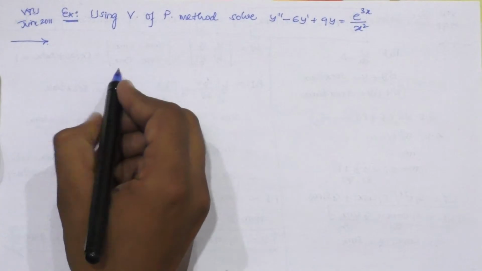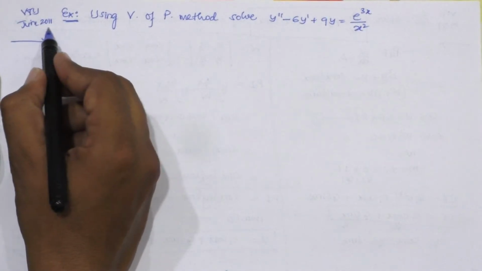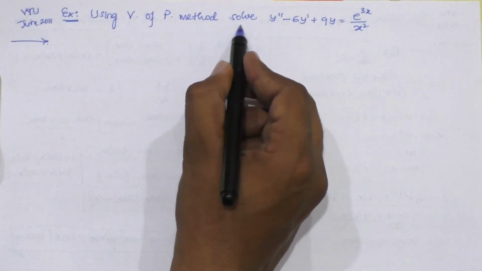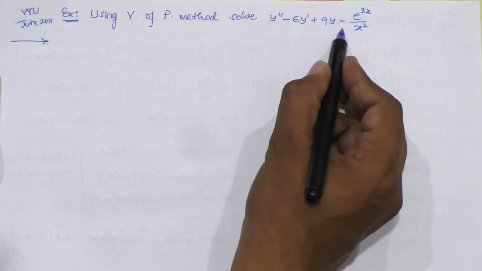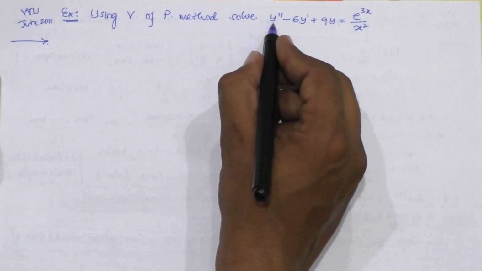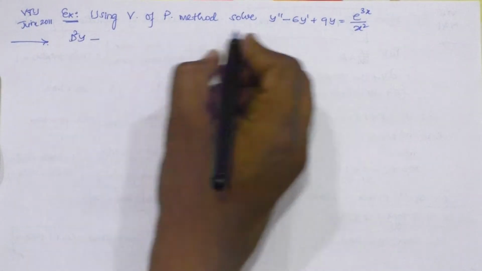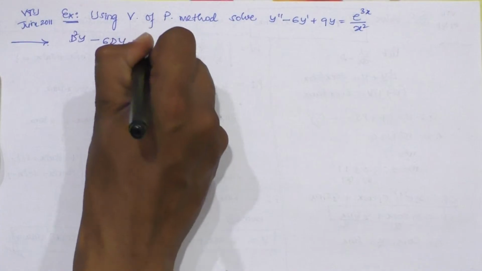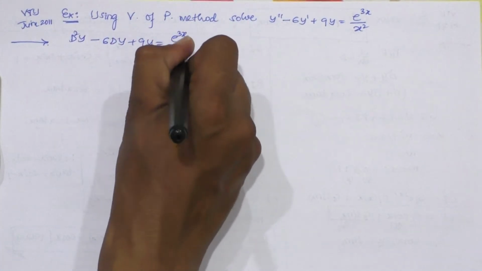Let us solve another problem which was given in VTU June 2011 examination. Using variation of parameters method, solve y double dash minus 6y dash plus 9y equal to e raised to 3x by x square. So now y double dash means D square y, minus 6y dash, y dash means Dy, plus 9y equal to e raised to 3x by x square.